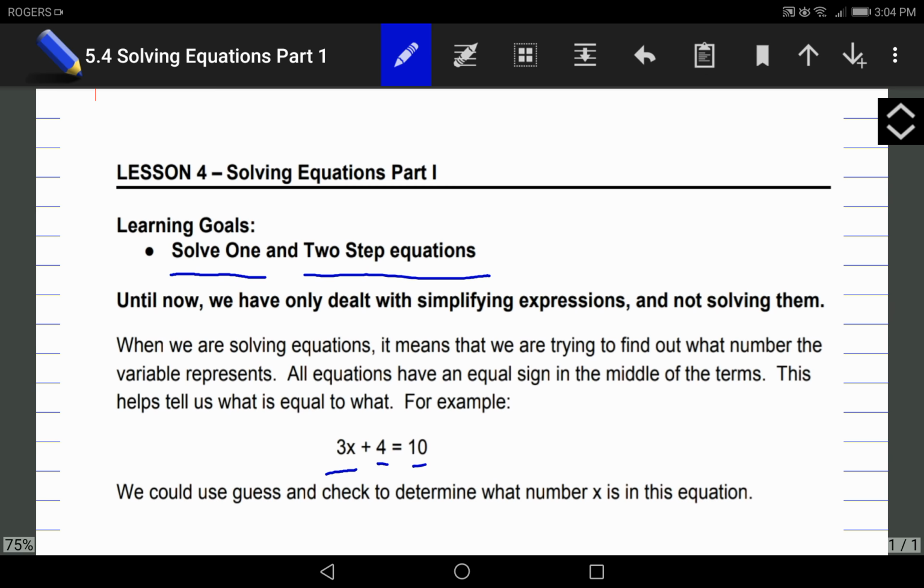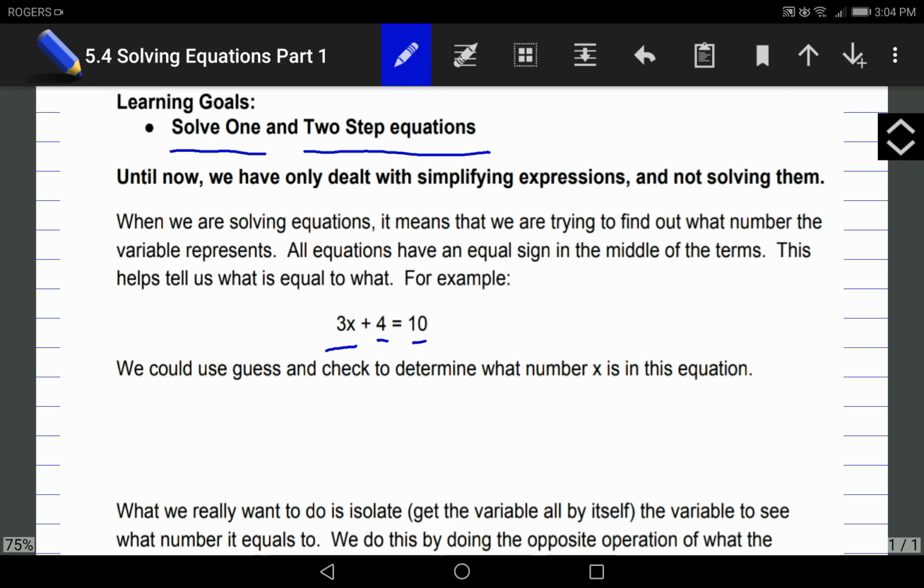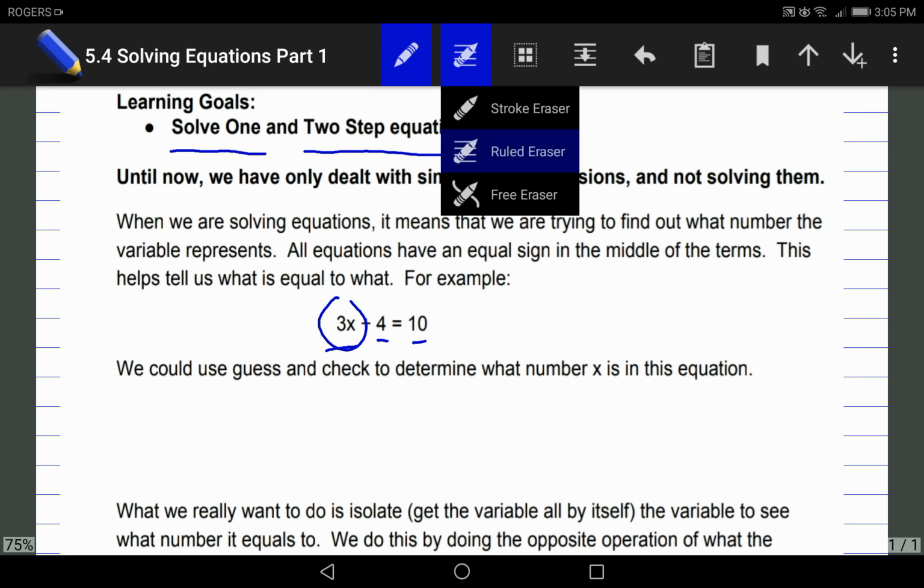Well, you could, I suppose, do it by guess and check. But guess and check isn't going to get you very far as we do more difficult equations, because it's just going to get too complicated. But for something simple like this, can you think of what number needs to be multiplied by 3, then add 4 to it, and it should equal 10? So what should x be to make the left side and the right side of that equation equal to each other? The left side and right side have to be balanced.